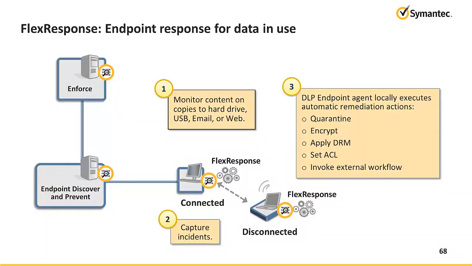Endpoint FlexResponse lets you create your own response rules for protecting data in use. For instance, you can create an Endpoint FlexResponse rule that automatically assigns digital rights management to a file being copied to a USB device. FlexResponse works both online and offline. It is an application program interface, or API, that lets customers specify actions that leverage other third-party tools in their enterprise, in addition to getting access to pre-built plugins.